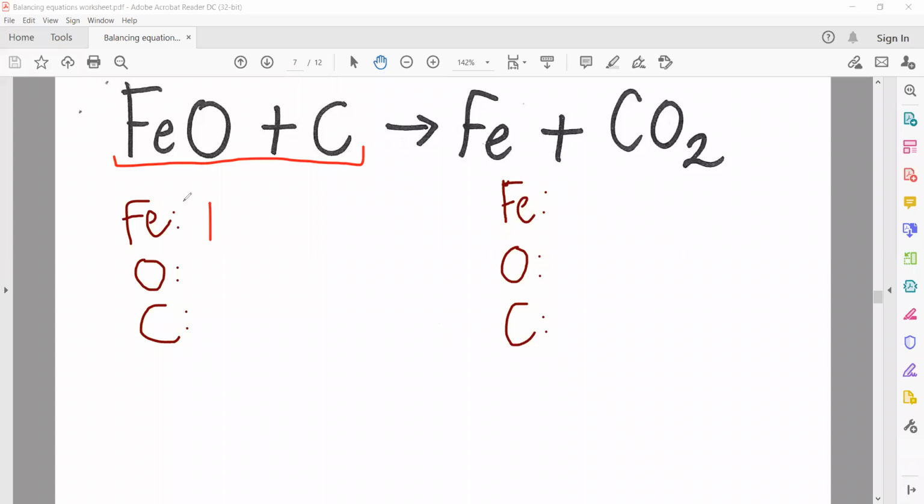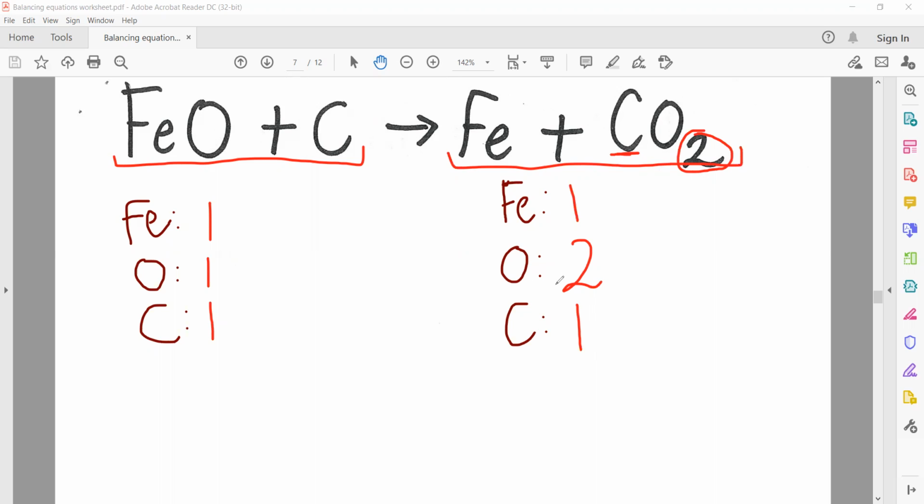Okay, so if we look at the iron atoms on the left-hand side of the equation, these are our reactants, as we said last time, remember? In our reactants, we've got 1 iron, 1 oxygen, and 1 carbon. Just 1 of each. On the right-hand side of the arrow, which are our products, we've also got 1 iron. We've got 2 oxygen, as seen by the 2 subscript next to the O here. And we've got 1 carbon. Now, if we look at this, most of it looks pretty good and balanced, except the oxygen.